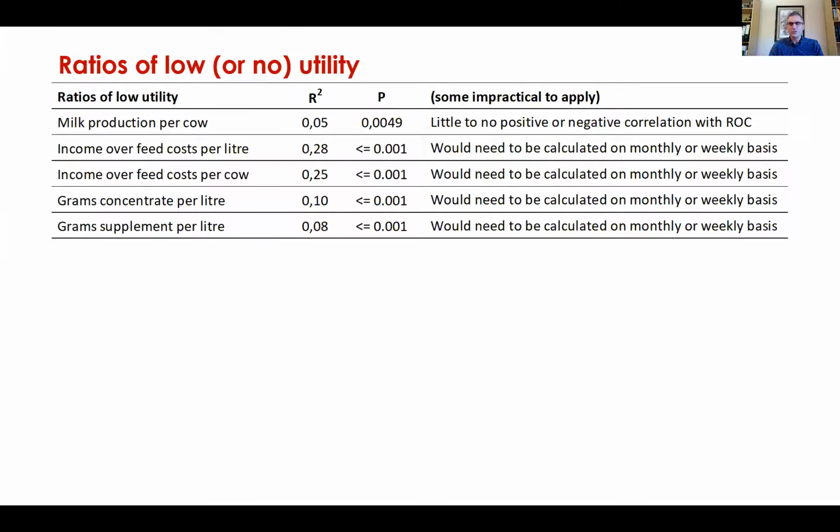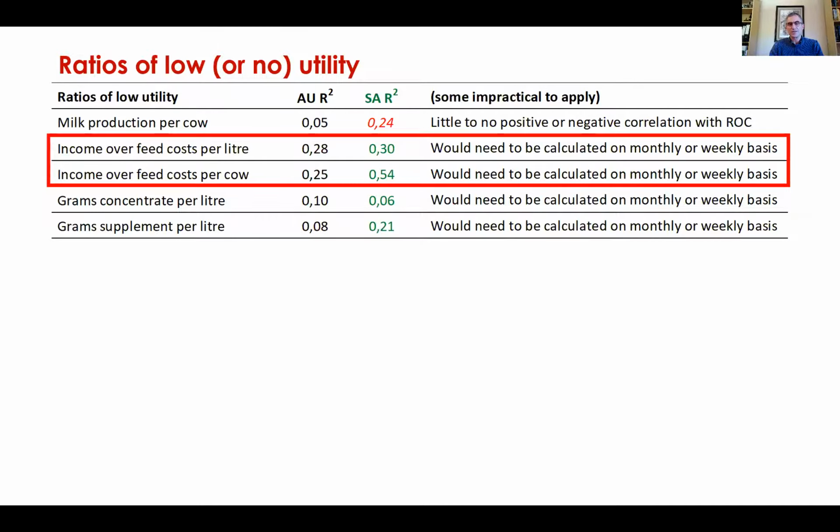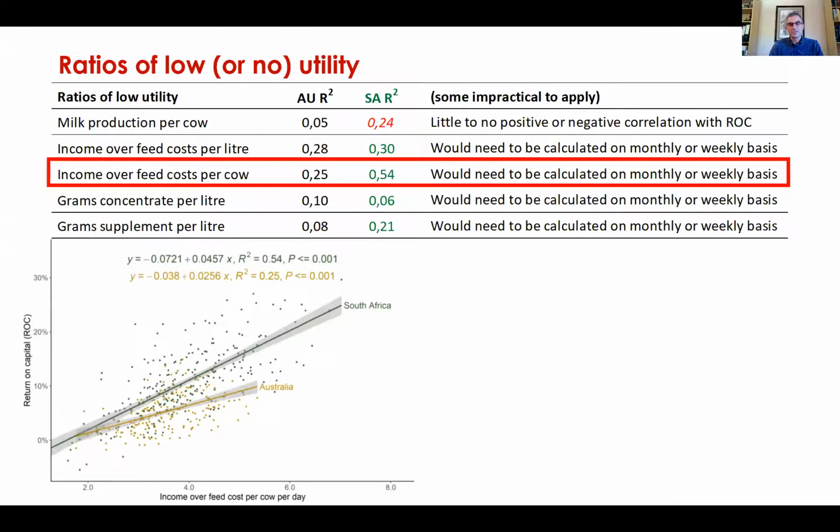There were a number of ratios identified that were significant but of low or no utility. Milk production per cow is one of those, which I'll be discussing shortly in more detail, though the relevant issue is that this ratio does not positively correlate with profit. This is the same table with R-squared values from the South African data included. Income over feed costs does have some potential application, as this graph confirms, which outlines the impact of income over feed costs per cow on profit. This ratio does have potential weaknesses in that the income is solely milk income and the feed costs are for supplements and do not include pasture.